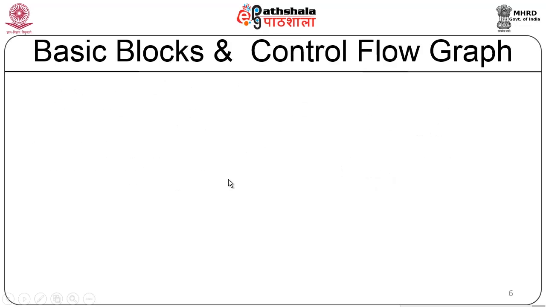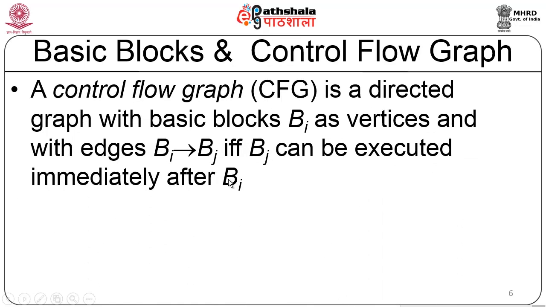This we already know. Now, basic blocks and control flow graph. Now we know what a flow graph is. Now we will define what a control flow graph is. It's a directed graph with basic blocks Bi as vertices, and you define an edge from Bi to Bj if and only if Bj will be executed immediately after Bi. If that is your situation, I have an edge from Bi to Bj.